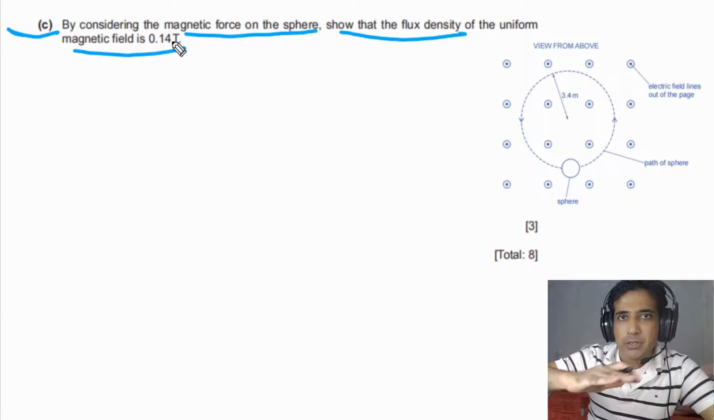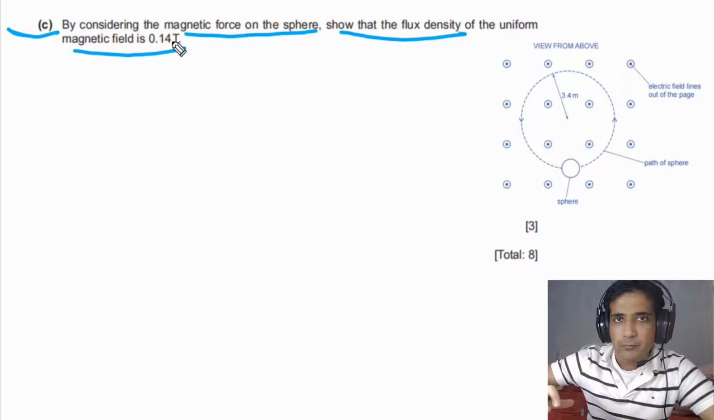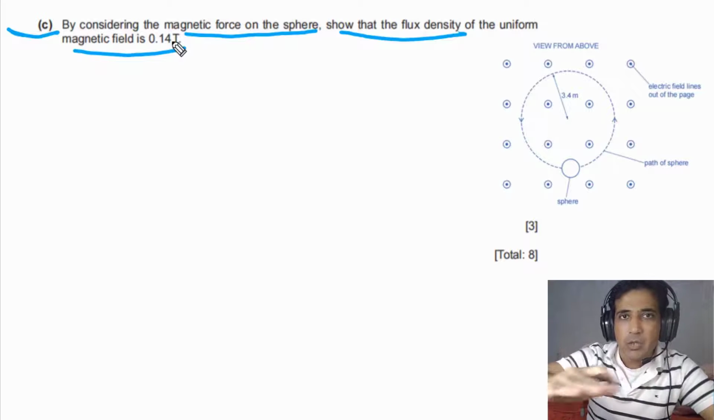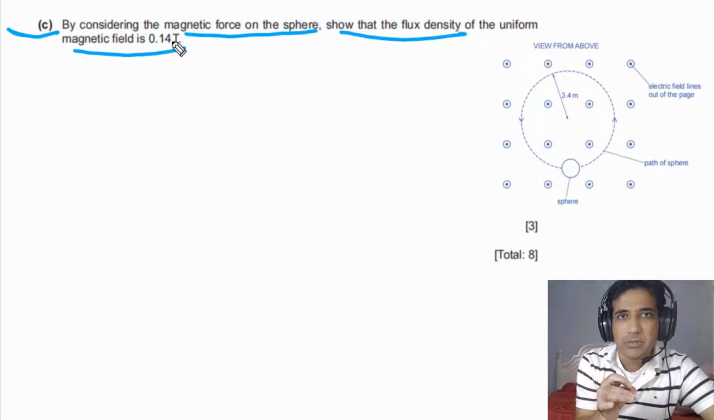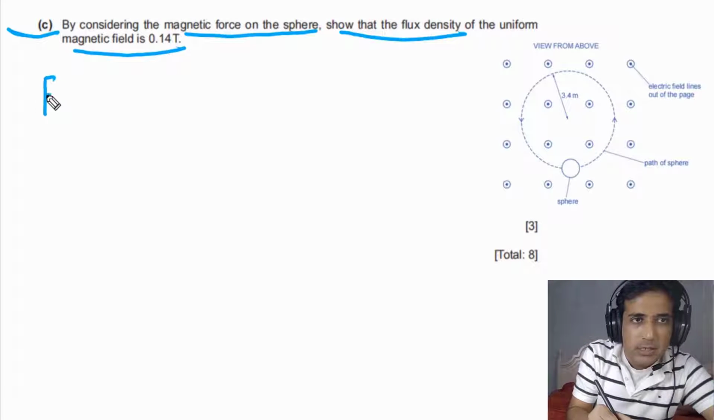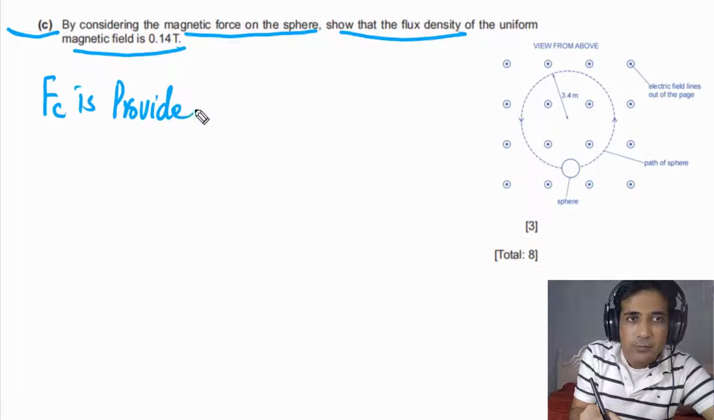This particle is moving in a horizontal plane, and the only force acting on this particle along horizontal is magnetic force. So it simply means that the particle is doing circular motion, and the force acting on this particle in the horizontal plane is magnetic force. So centripetal force in this case is provided by magnetic force.